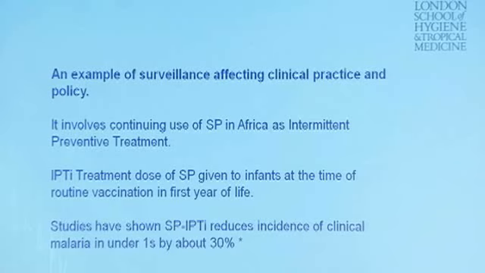So SP is still used to the present day in Africa, but it's used as a prophylactic, as an intermittent preventive treatment. It's used in pregnant women, in infants, and in children. And it's been shown to be very effective. So, for example, IPTi, intermittent preventive treatment in infants, with SP, given to infants at the time of their routine vaccinations in the first year of life, has been shown to reduce the incidence of clinical malaria in these under-ones by 30%.